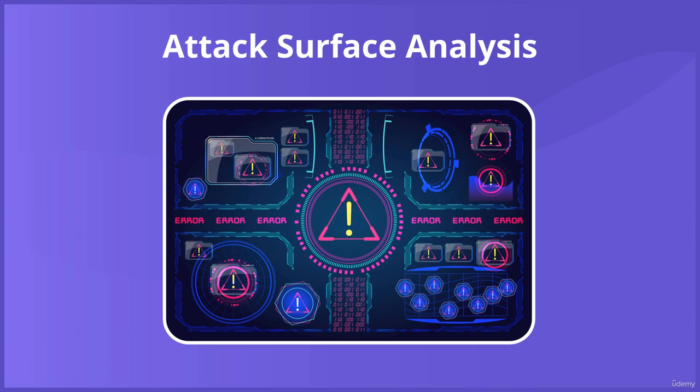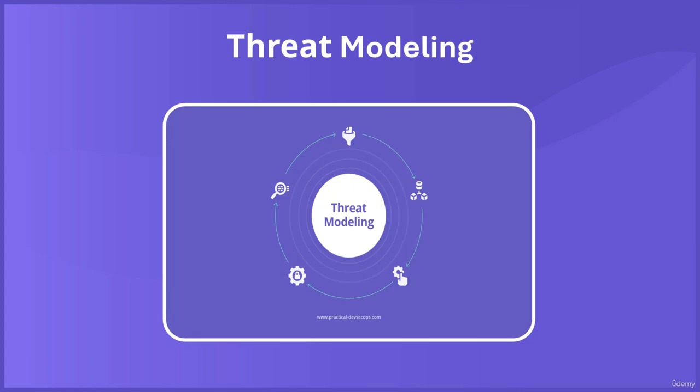Which brings us to attack surface analysis. So pen testers analyze the attack surface of web applications to identify all entry points accessible to potential attackers. So this includes examining the application's endpoints, APIs, authentication mechanisms, as well as data storage systems. Then third up, we've got threat modeling. Pen testers conduct threat modeling exercises to anticipate potential threats and prioritize security testing efforts. And by identifying likely attack scenarios and their potential impact, pen testers can tailor their testing strategies to focus on the most critical areas.